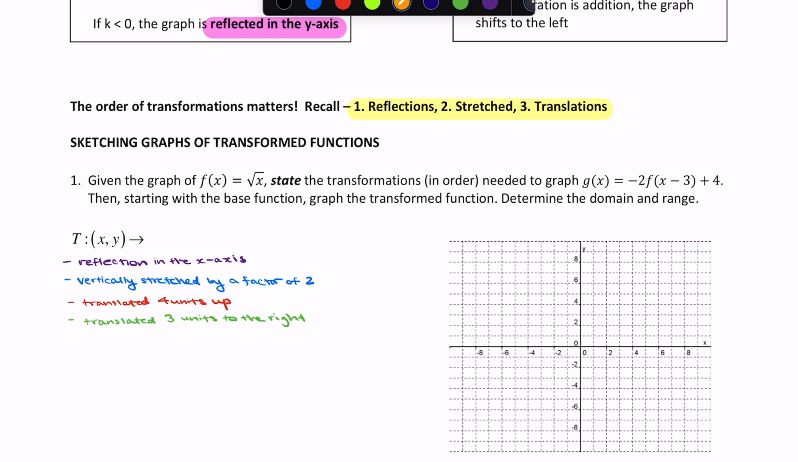Now we're going to use our mapping notation. The transformation that affects the x value is simply that it moves 3 to the right, so we have x plus 3. The transformations that affect the y value are first the reflection in the x-axis, so negative 2y, and then translated 4 units up. The reflection and the vertical stretch affect the y value, along with the translation 4 units up.